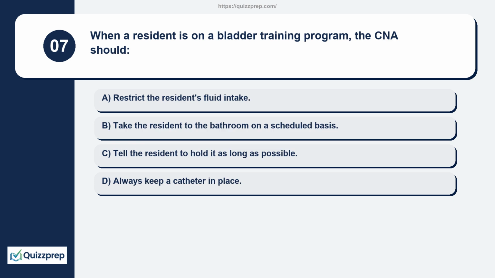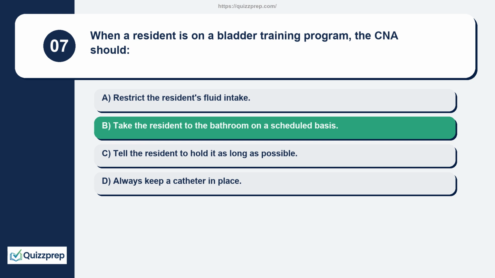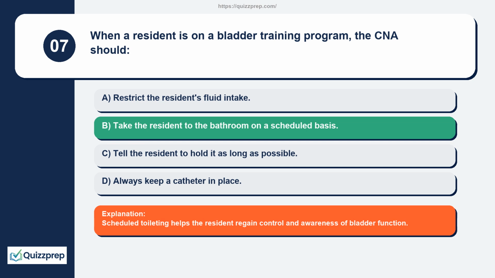Question 7. When a resident is on a bladder training program, the CNA should restrict the resident's fluid intake. Take the resident to the bathroom on a scheduled basis. Tell the resident to hold it as long as possible. Always keep a catheter in place. Scheduled toileting helps the resident regain control and awareness of bladder function.